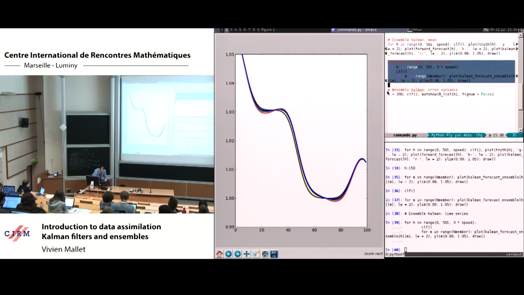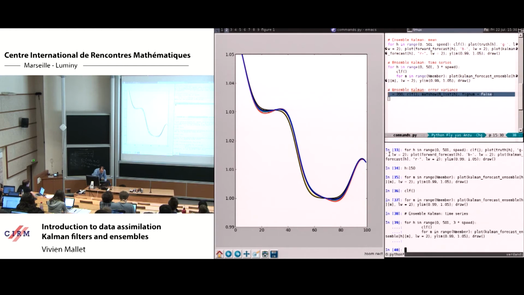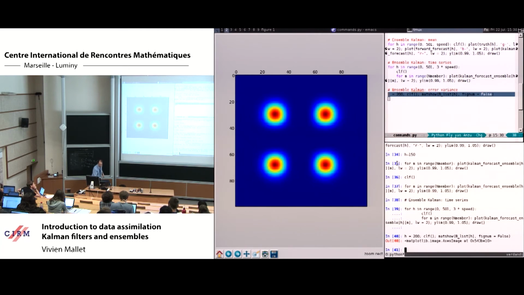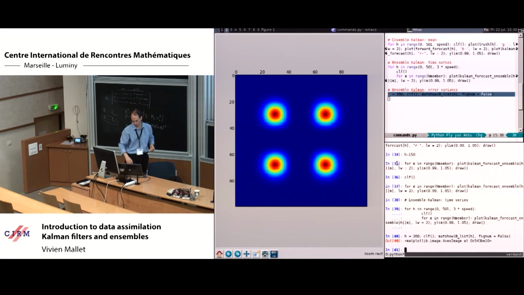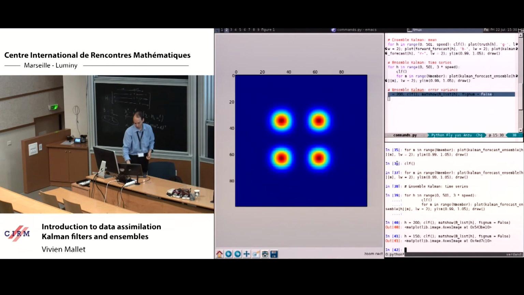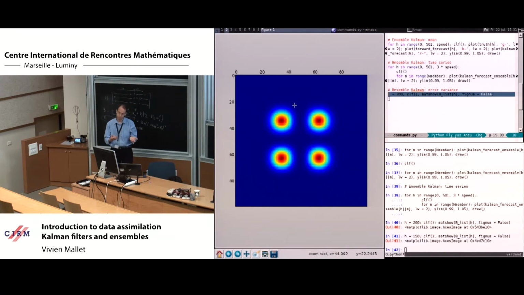I wanted to show you also the matrix PF or PA. Here it is. So it's at some time, let's say time step 150, and this is how it looks. This is the empirical error covariance matrix. So you've seen the formula, computed from the ensemble members, and so it's symmetric.